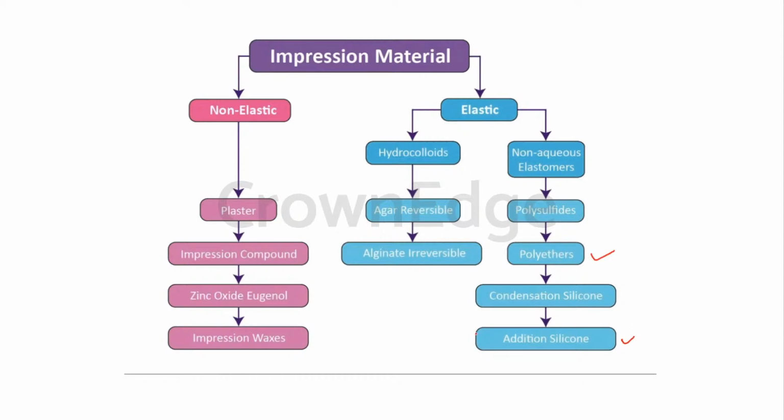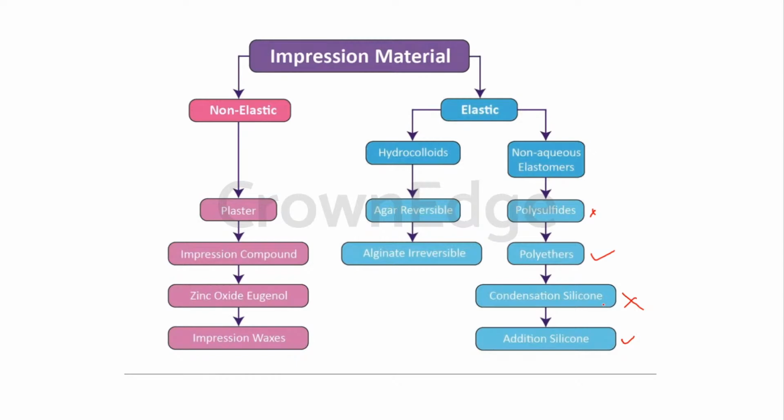There are certain disadvantages with regards to your polysulfides and condensation silicones, but there are aspects in which they are complementary. This is also called into consideration when we have to use your polysulfides and condensation silicones. Most of the time, your polyether and addition silicone get the job done. So if you're asked which is the best impression material or which gives you better handling characteristics, it's either your polyether or your addition silicone.